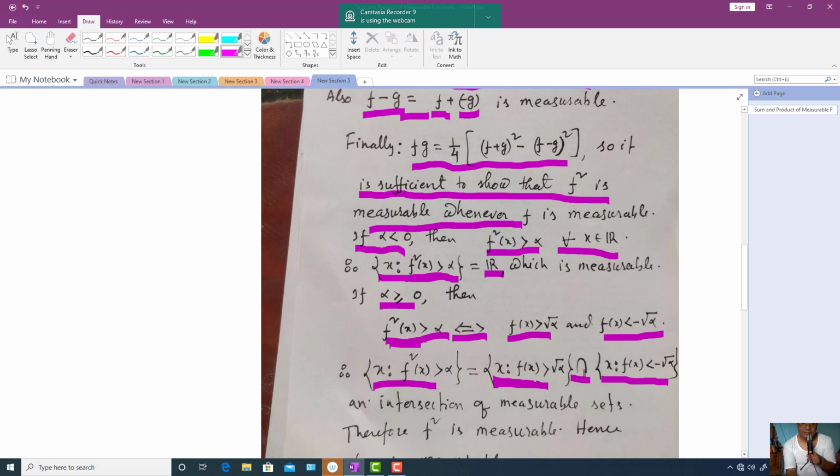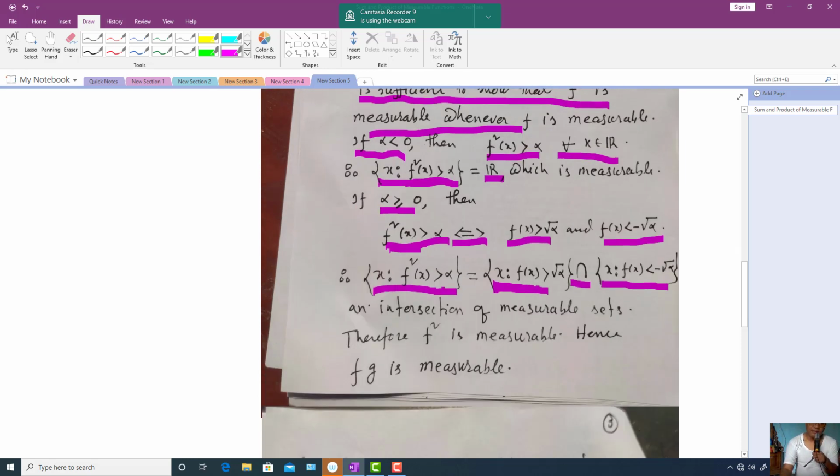All right, so that is what this is: an intersection of two measurable sets. Therefore this is measurable. That means this set is measurable for each alpha, when alpha is positive, negative, or 0 also. Therefore this function is measurable. This function, and that means the square of a measurable function is measurable.